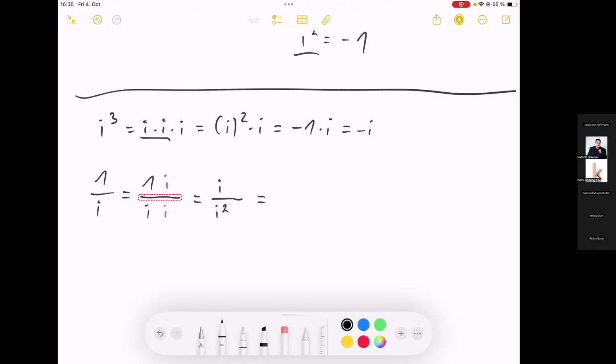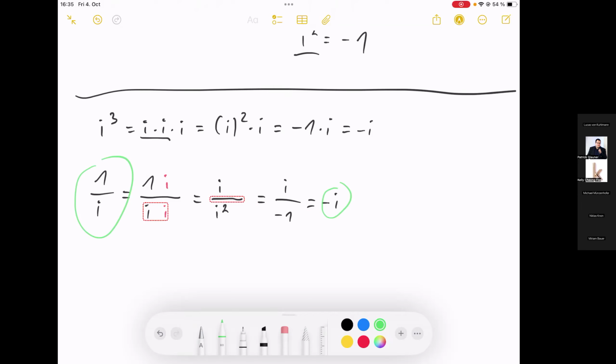I squared is, as you remember, minus 1. That means I divided by minus 1 is just minus I. So always try to simplify something like this because it really doesn't look good. And I think minus I looks much more intuitive than 1 divided by I. And we got also the right suggestion a minute ago here in the chat.